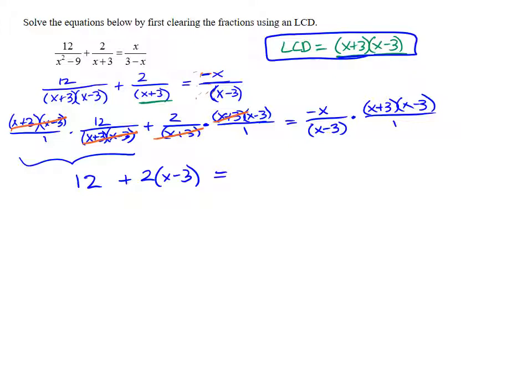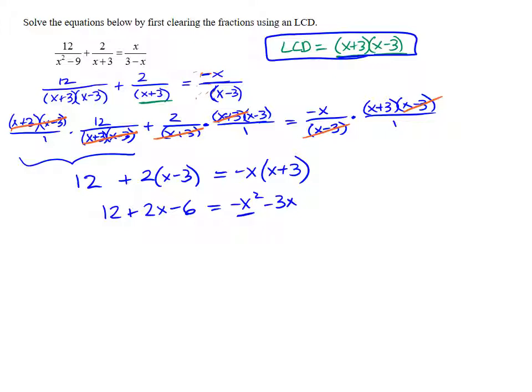Equals, and in my last fraction on the right side of the equation, I have x minus 3 that cancels, so I'm going to be left with -x times x plus 3. Fractions all gone, I just need to simplify both sides of the equation as the next step. So 12 plus, distribute, 2x minus 6 equals, distribute the -x squared minus 3x. Notice through doing that distribution, I now see that I have an x squared term.